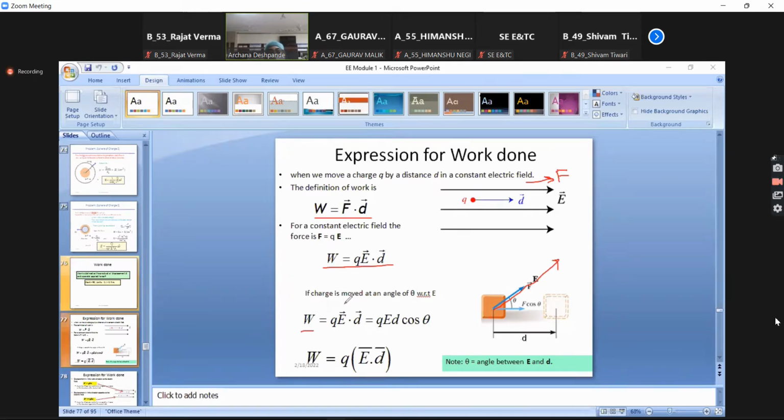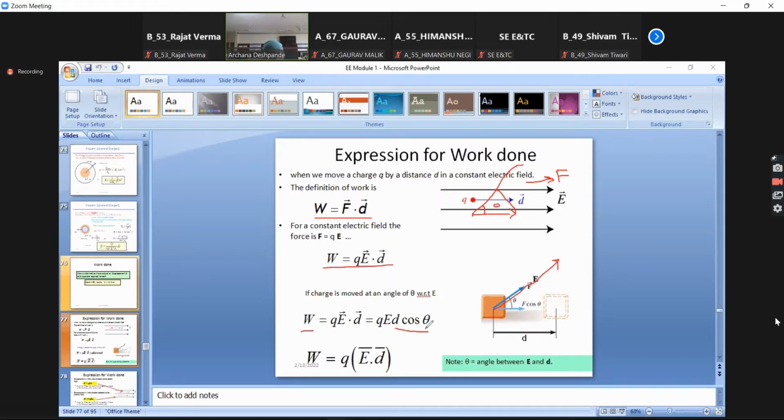So if the charge is moved at an angle, so if the charge is not moved parallel to the force lines, if it is moved in this direction, then you have to take a cos component of that. Suppose this angle is theta, then you are going to take the cos component of that so that you bring this displacement in the same direction as the force. That is why it is written d cos theta. So now the work done is going to be Q into E d cos theta.